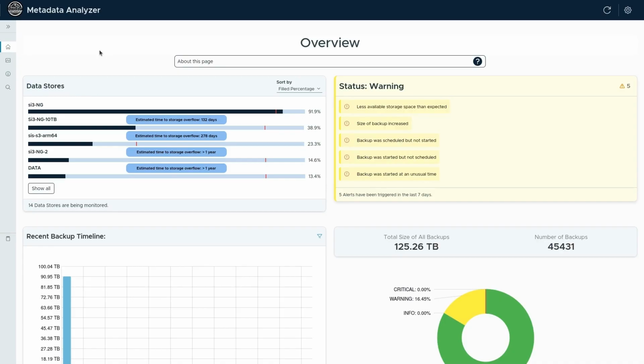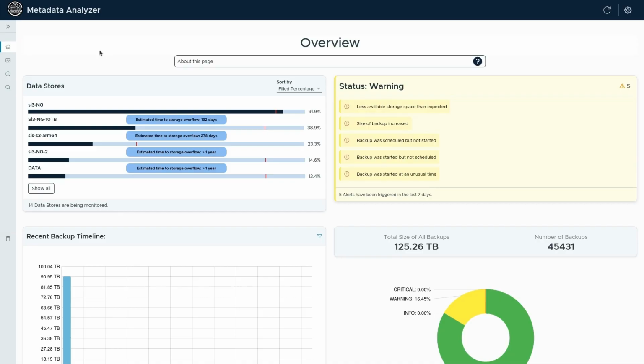But what if something goes wrong? How would he know? This is where our metadata analyzer comes into play. As the name suggests, it uses the metadata of the backup to forecast events and detect anomalies which could cause problems. The findings of the analysis are displayed as a neat dashboard.